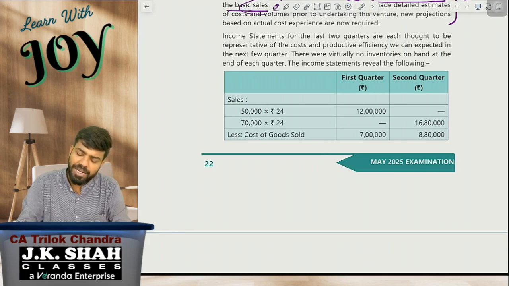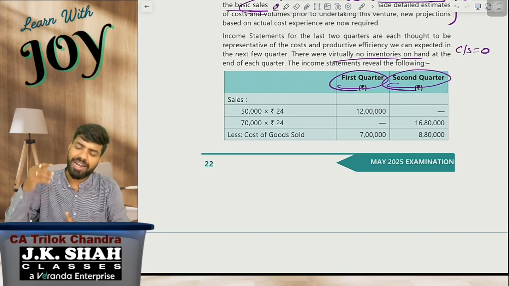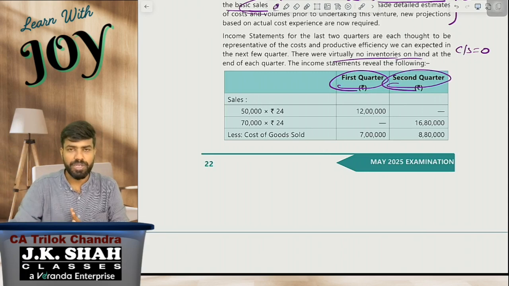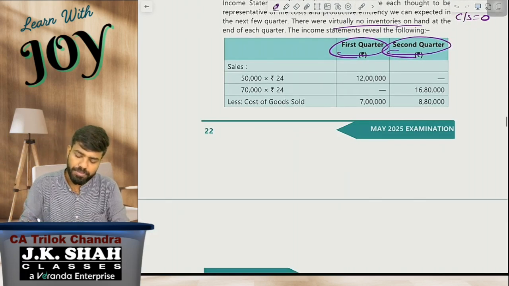There were virtually no inventories on hand, so closing stock is zero. At the end of each quarter, the income statements reveal the following. They have given two quarters of information, first quarter and second quarter, and they expect the same thing to continue in the future.